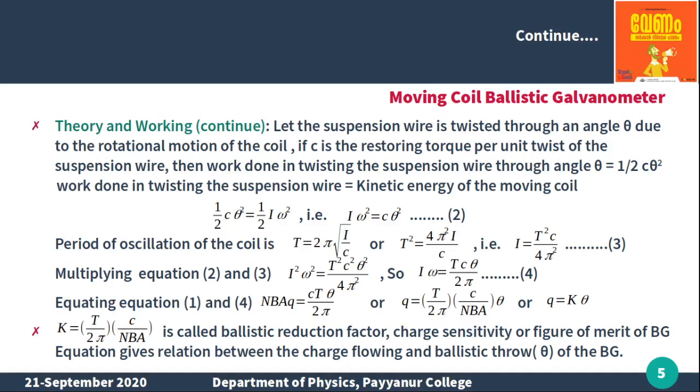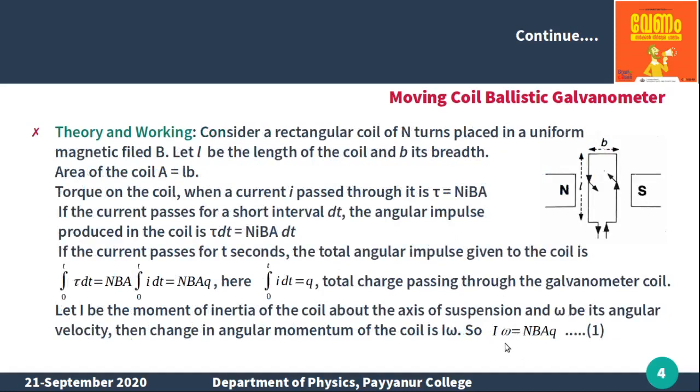If you take the root of that, you will get I omega is equal to Tc divided by 2 pi into theta, sorry. I omega is equal to Tc theta by 2 pi. Now we will compare equations 1 and 4, because the left hand side of equation 4 is I omega and the left hand side of equation 1 is I omega.